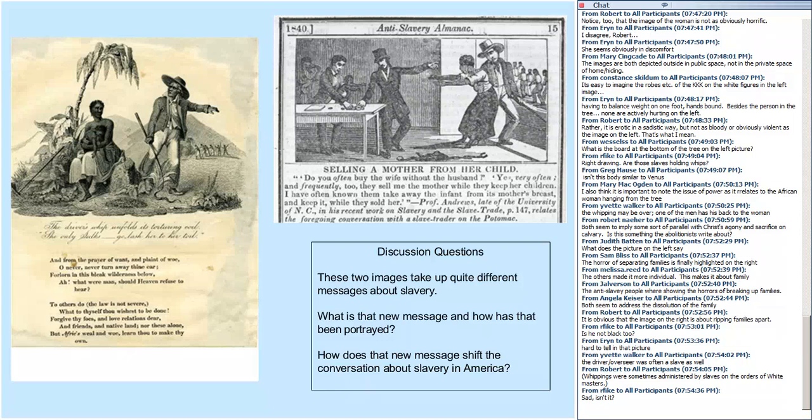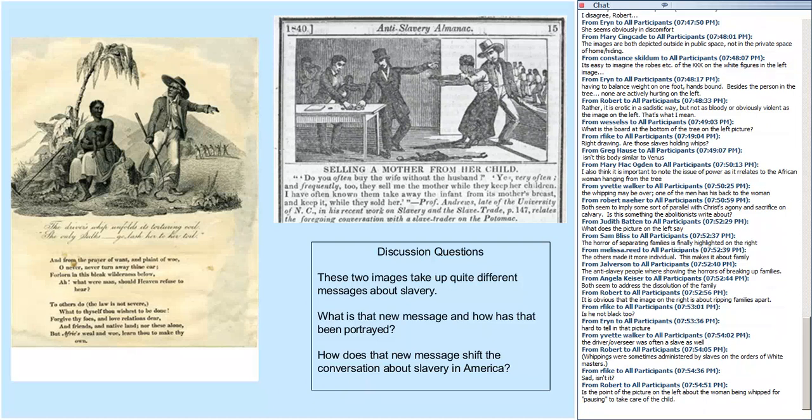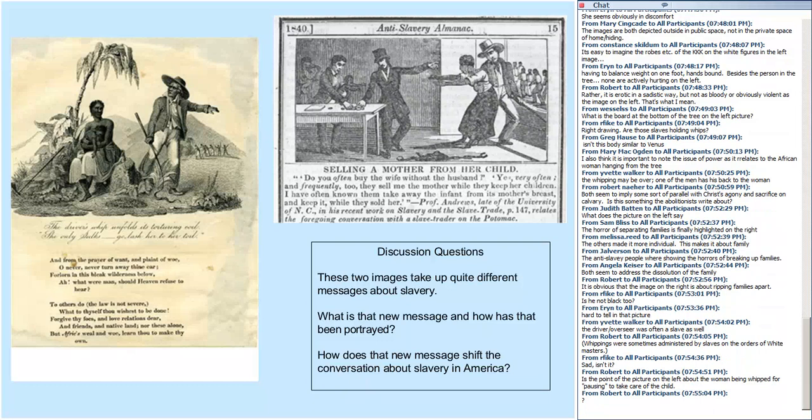Showing the horrors of breaking up families, the dissolution of the families, ripping families apart. And I think the image on the right, which appeared in an American anti-slavery almanac, literally is showing them being ripped apart, pulled apart. Is that the point of the picture? Yes, so the point of the picture on the left is that she is being whipped, or under threat of being whipped, for having stopped in order to take care of her child.